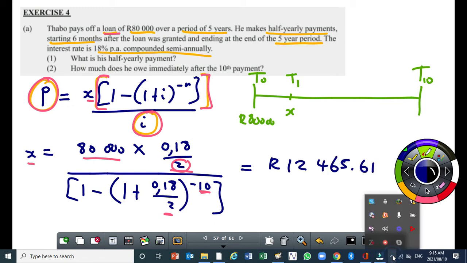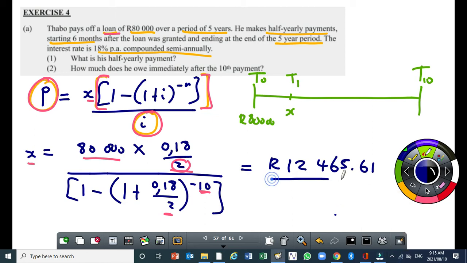Okay, and the rounding off is correct, right? So this is the amount that the person has to pay every 6 months. Every 6 months he has to make sure that he's got that amount in his or her bank account. In this case it's covered. Any questions before I carry on?